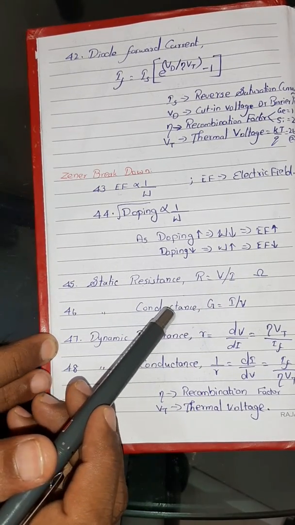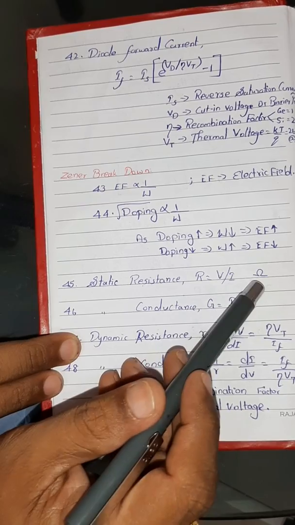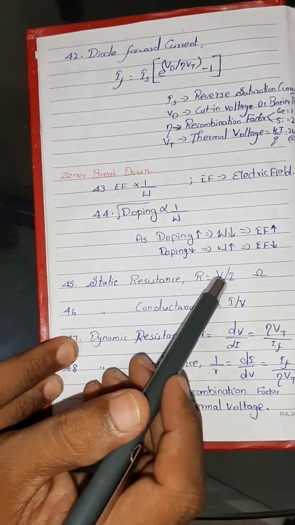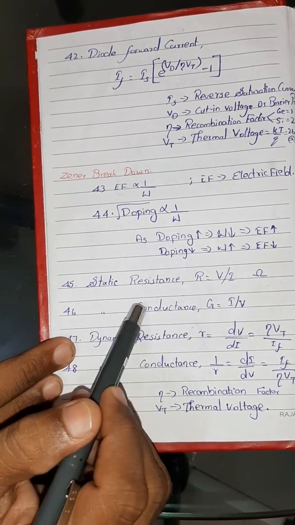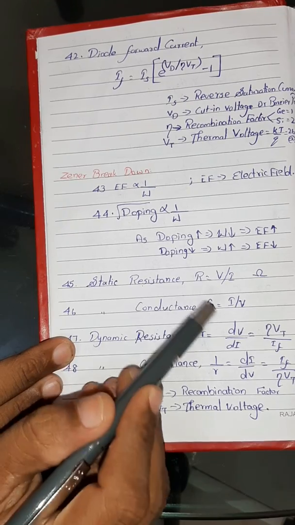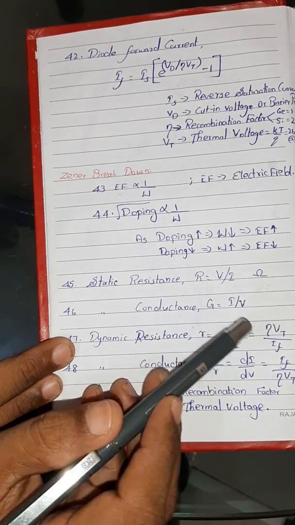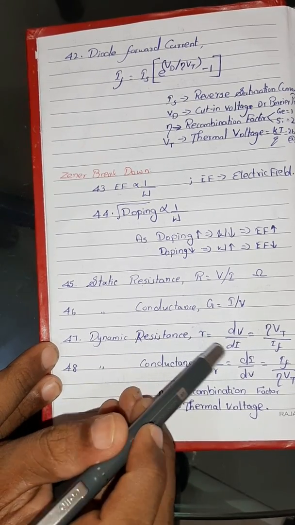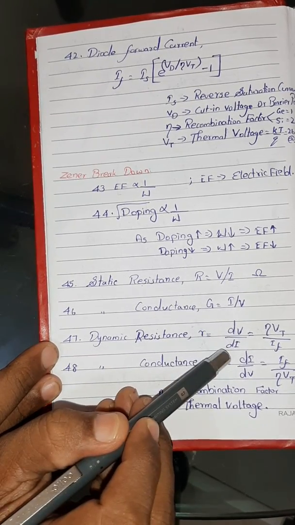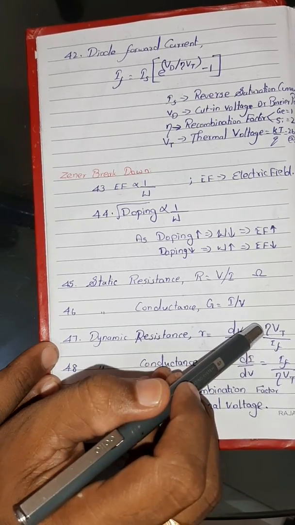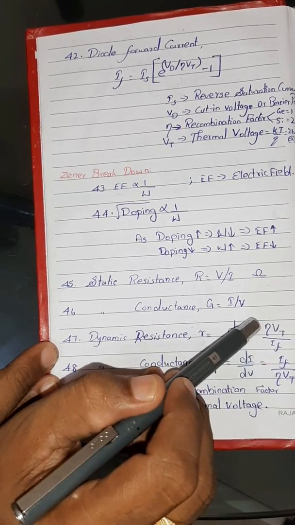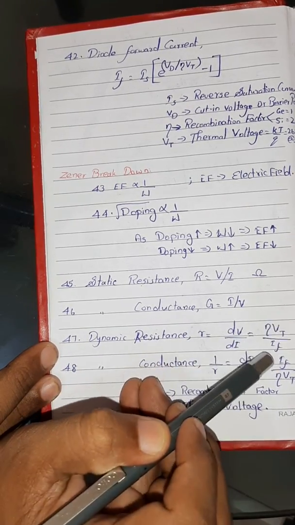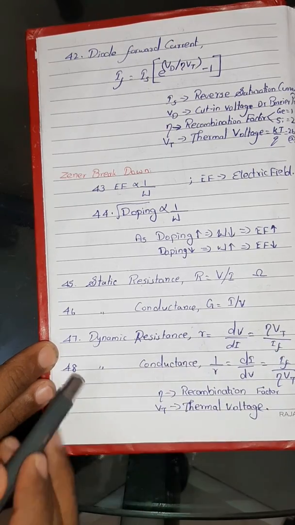Number 45, static resistance R is equal to V by I in ohms. So it is the ratio of voltage and current, whereas static conductance G is the reciprocal of resistance, and that is the ratio of current to voltage, I divided by V. Number 47, dynamic resistance, small r is equal to differentiation of voltage with respect to current, dV by dI, that is equal to eta into Vt divided by If, where eta is the recombination factor, Vt is the thermal voltage, and If is the forward current.